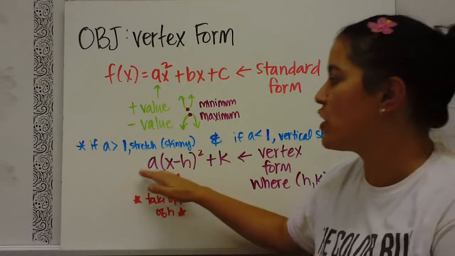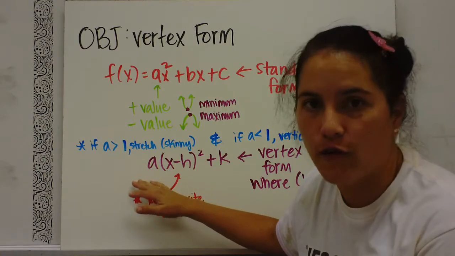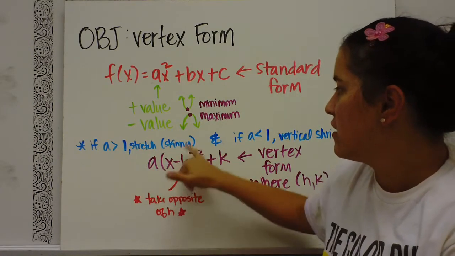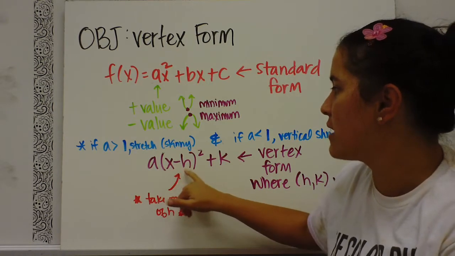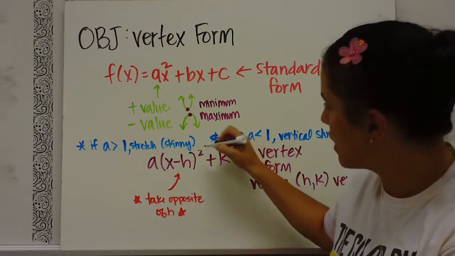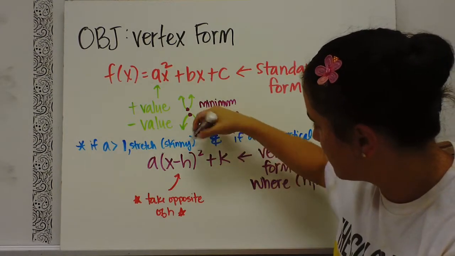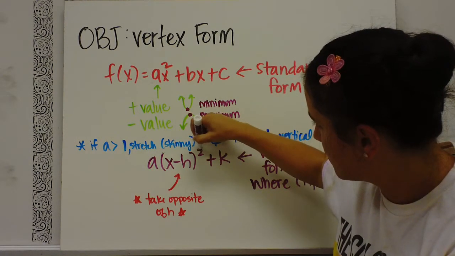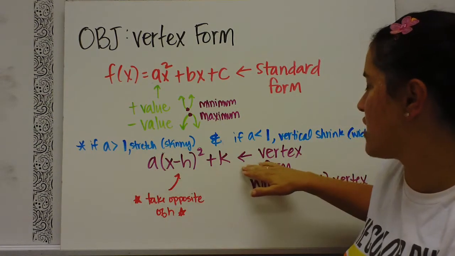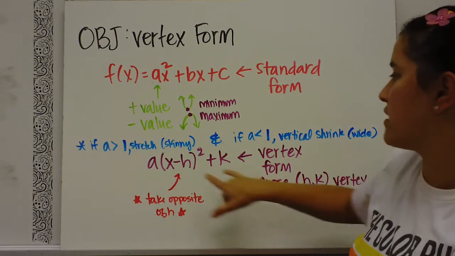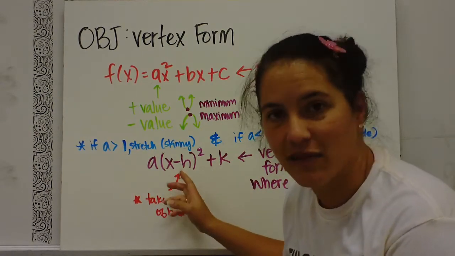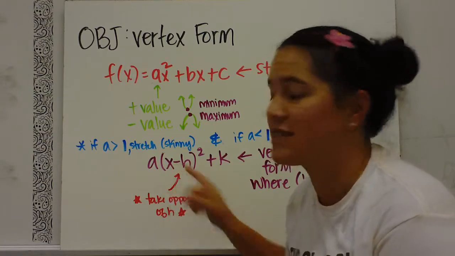All of that to say vertex form is a different form, but still a quadratic equation. It's a times the quantity x minus h squared plus k. Alright, so write this down. That is vertex form, where h and k is the vertex. So remember, when it's inside the parentheses, just like we've been practicing, you have to take the opposite of h.